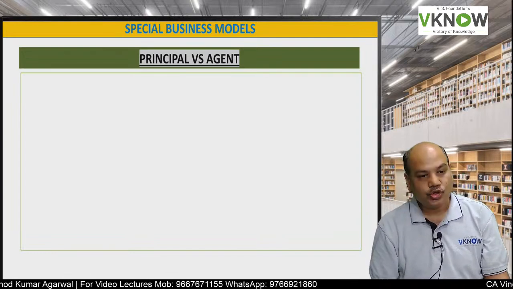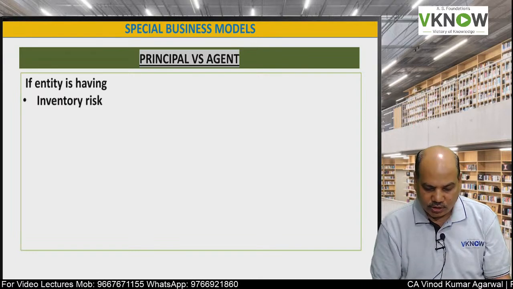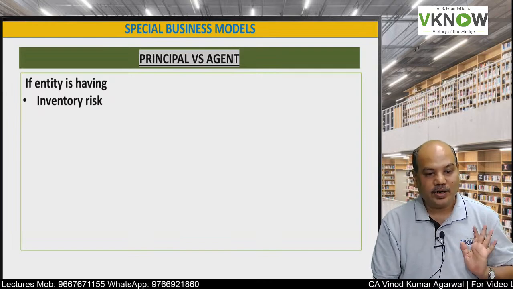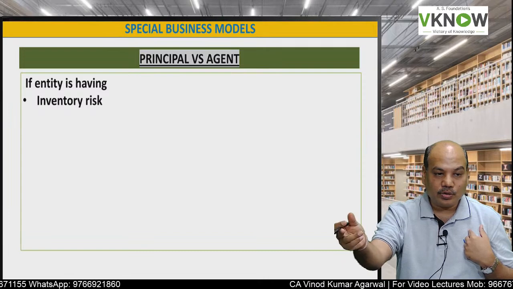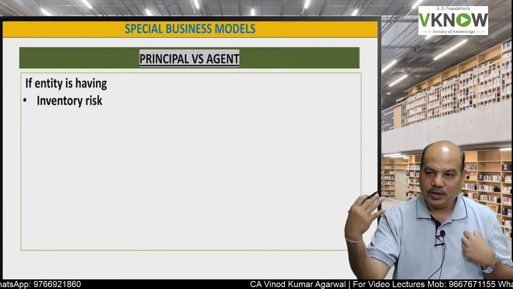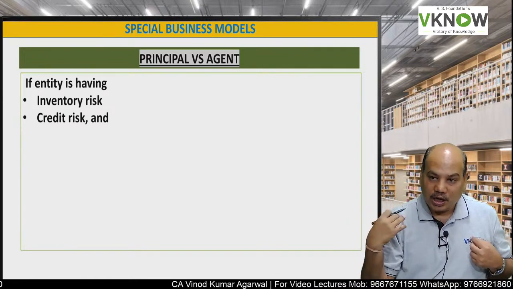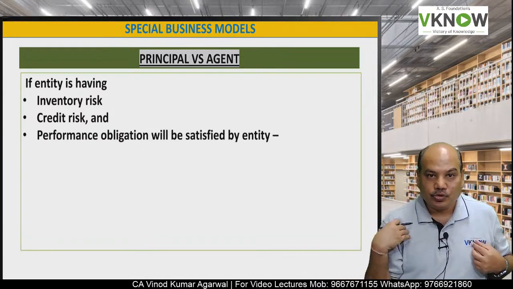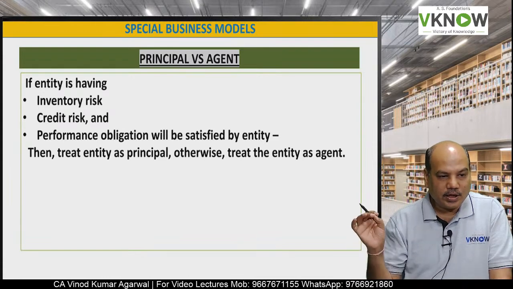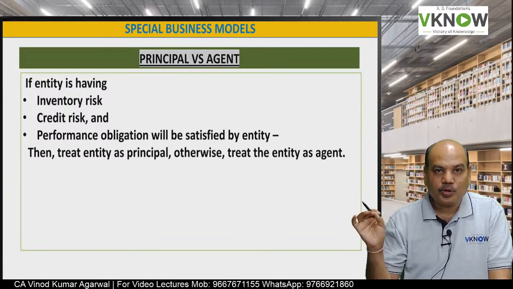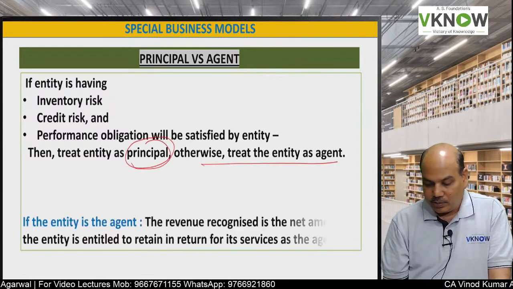Next, principal or agent: who should recognize revenue, and how to identify whether the other party is your principal or agent. If the entity has inventory risk, I have sold goods to another party, but then I carry the inventory risk. If he is not able to sell, I will have to take those inventory back. If the inventory becomes obsolete, that is my risk. If the other party is not able to collect the amount from the customer, I will have to bear the bad debt risk, that is credit risk, and I have to satisfy the performance obligation. Then we are principal. If we are carrying inventory risk, credit risk, and we are responsible for performing the obligation, then we are the principal. Otherwise, the entity will be treated as agent.